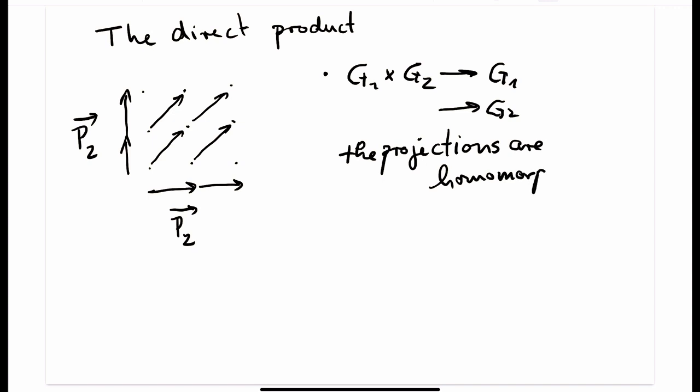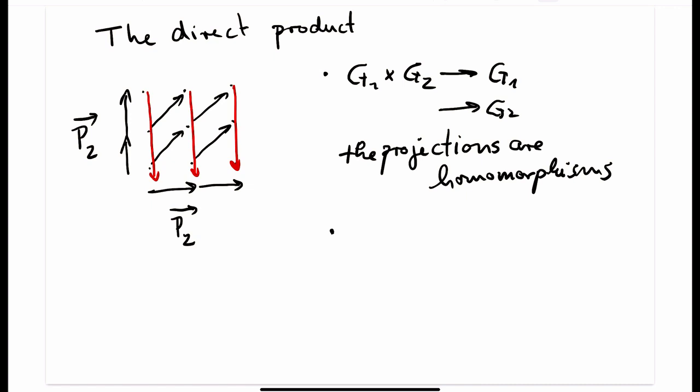And we can see this quite easily in the picture. So let's see it in the picture. The first projection: each pair would be mapped to the first coordinate. So this means all these vertices are mapped down. And now you can easily see whenever you have an edge in the product, you will also have an edge in the first component by construction.